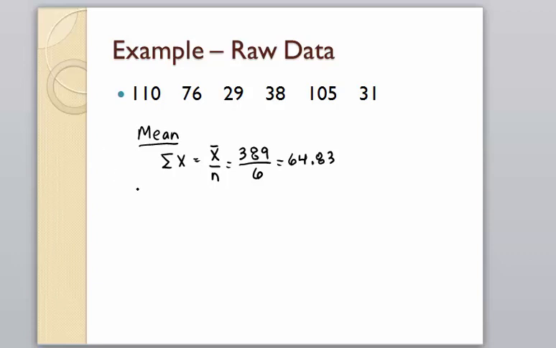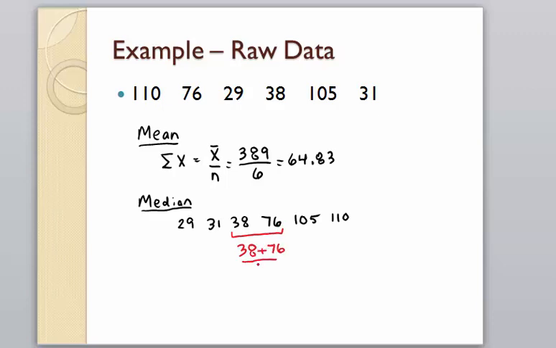For the median, we want to put our data values in order from smallest to largest. So we have 29, 31, 38, 76, 105, and 110. And remember that your median is your middle value. If we had a clear middle value because we had an odd number of data values, we would select that. But since we don't have a middle value, we'll go with the middle two and average those values. So we'll say 38 plus 76, and we'll divide it by two, and that will give us our median. So 38 and 76 give us 114. Divide it by two, and we're going to end up with 57.